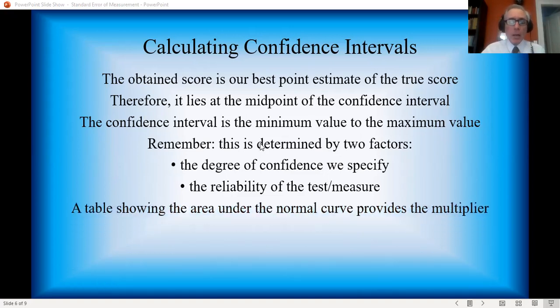Now, then what you have to do is to say, well, how many standard errors out do I have to go from the score I got? And to determine that, you typically just look at a little table. I'll show you a sample on the next slide. It's a table you'll find in the back of any statistics textbook, and you can easily find these online as well. It's the table that shows the area under the normal curve.